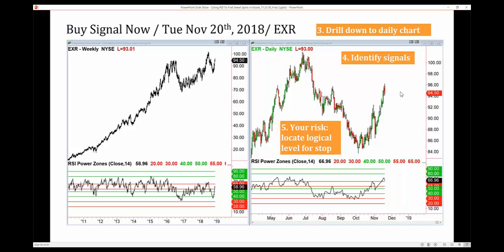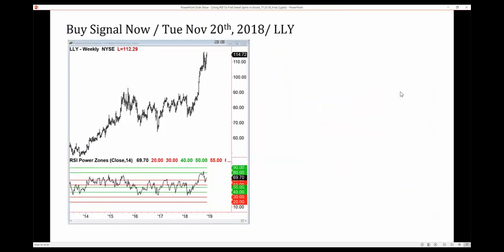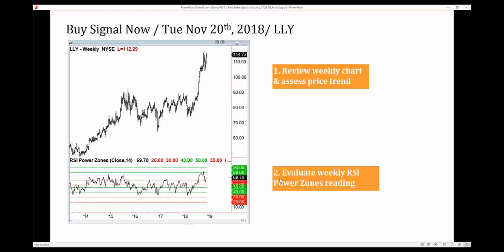Let's look at the last of the buy now examples, and we'll look at another section of the grid here. LLY, weekly chart. It formed new highs, burst higher, and is pulling back. Assess the price trend on the weekly chart. This is up. What about the RSI power zones? It went up to the bull resistance power zone and is just working its way off. This is not a sell signal, guys.